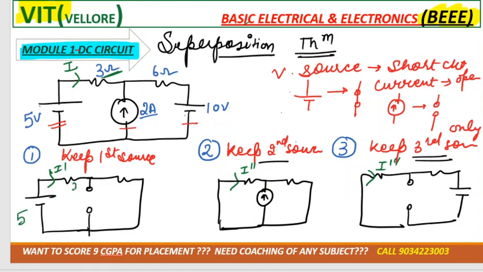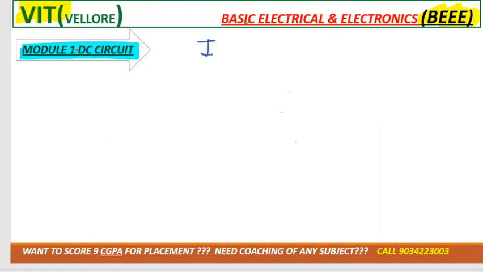This is 5, 3, 6, 3, 6, 2, 3, 6, 10. Now your ultimate aim is to calculate I dash, I double dash, and I triple dash, and you need to calculate final I. So I would always be equal to I dash plus I double dash plus I triple dash. Fine?